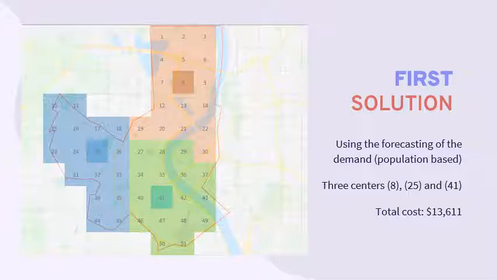The distances between different zones and the renting costs of each area zone were considered to get the optimum cost using Solver. We ended up with 3 hub locations for meeting the demand. In this slide, we can see that we have three centers, 8, 25, and 41, and each center has assigned a different number of areas, 17. With this solution, we end up with a total cost of 13,611, which was a very good cost for us.